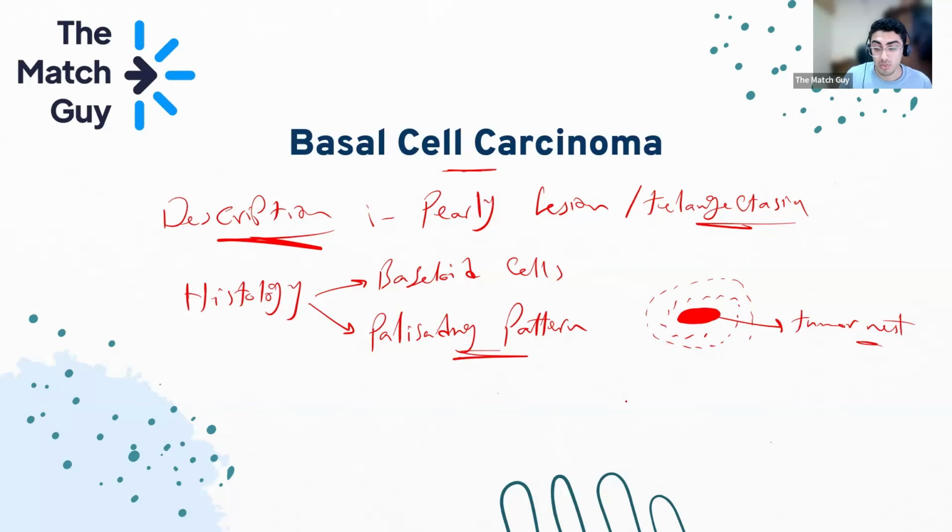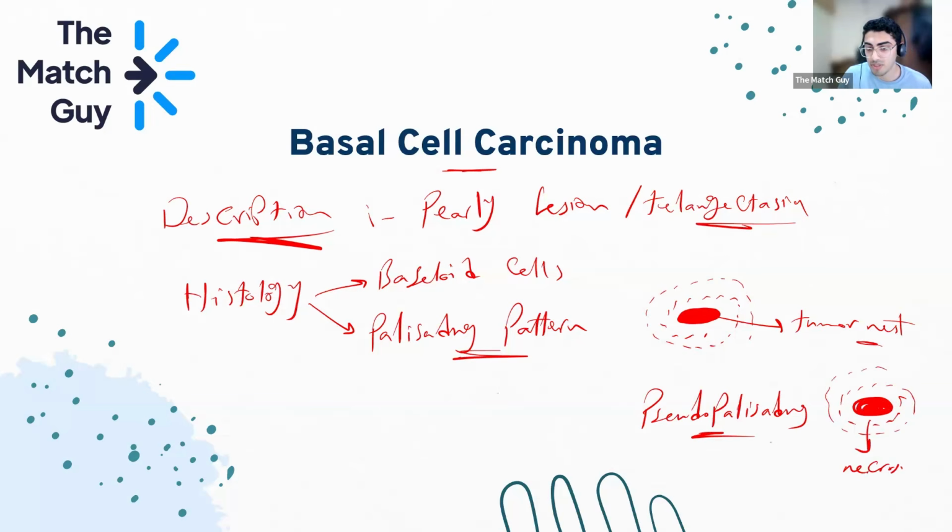Pay attention, guys. We have another histology in the USMLE called pseudopalisading. And this is basically a center of necrosis surrounded by the tumor cells. Can someone tell me the pseudopalisading is the histology for which condition? Amazing. Glioblastoma. Okay, which is basically a tumor from the astrocytes in the brain.